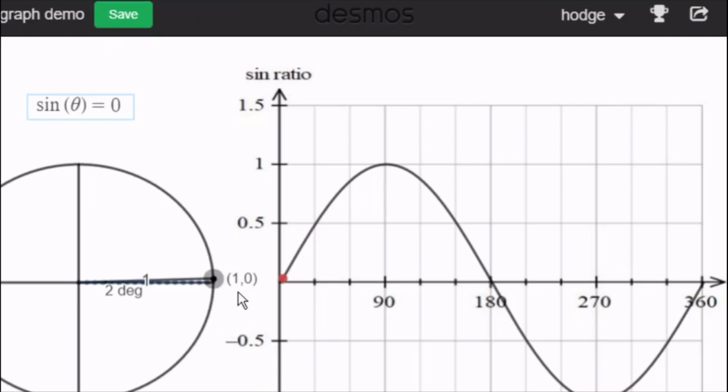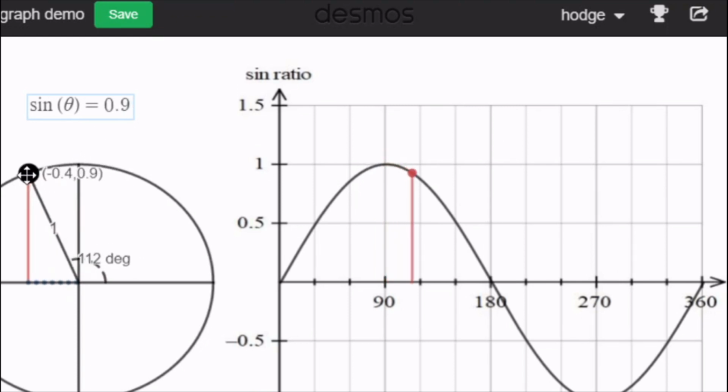As we turn around the circle, the angle gets bigger. So we start with 0 degrees, sine ratio is 0. As we work our way up to 90 degrees, the y-coordinate or sine ratio is 1, and we're showing a sine ratio of 1 on the graph. We then work our way back down as the angle goes to 180 degrees, and the sine ratio is 0 once we get to 180.